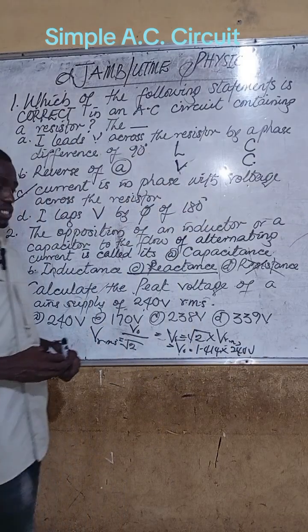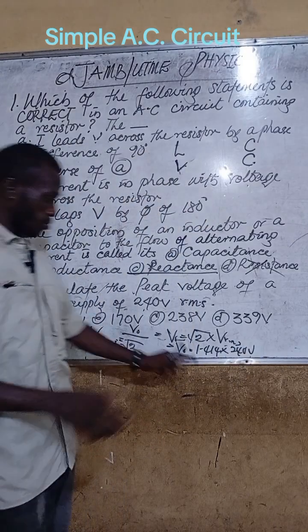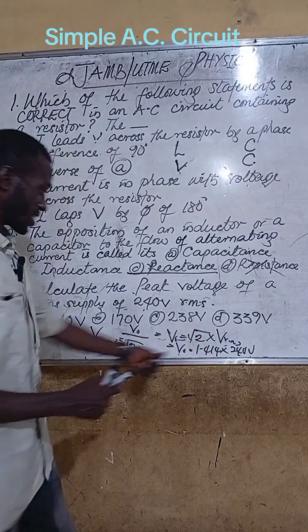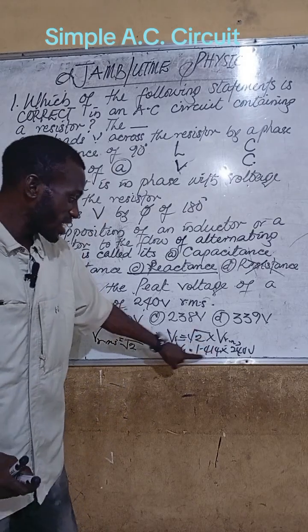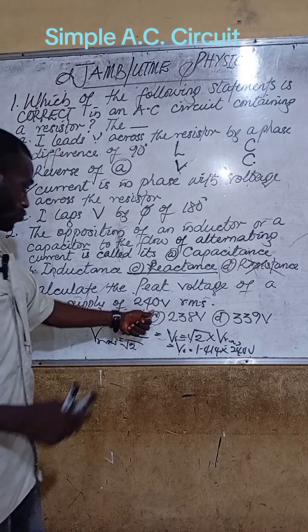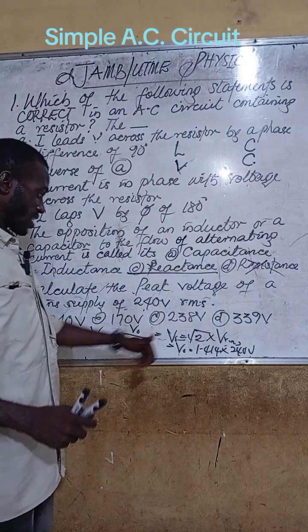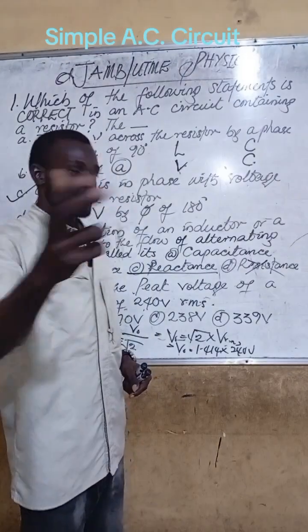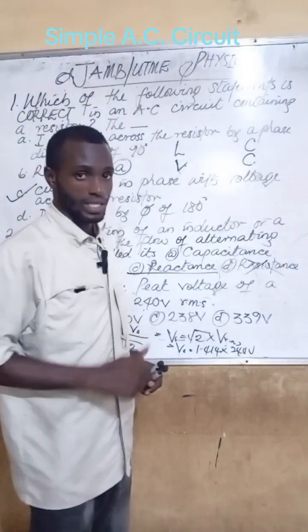To show me that you stuck to the end of this video, multiply this and tell me the answer in the comment section. It's a very simple question. Look at this, 1.414 is above 1. If it's above 1, your answer must be above 240. So those other options cannot be the answer. Just make sure you drop the answer in the comment section.